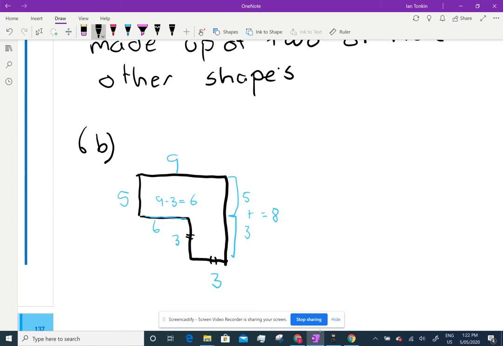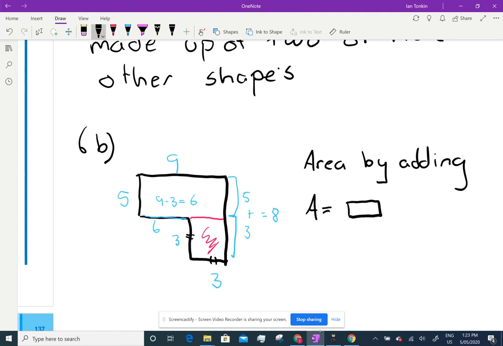So first of all, find the area by adding. Well, that means I need to make this shape into other shapes. So what I'm going to do is I'm just going to draw a line across there. So what I've got here is a little square, and I've got a rectangle. And the area, so I write area equals, and I like to do this, my rectangle plus my square. And my rectangle is BH, and my square is BH, and I'm going to add them.